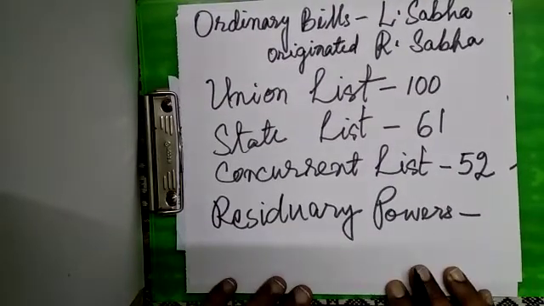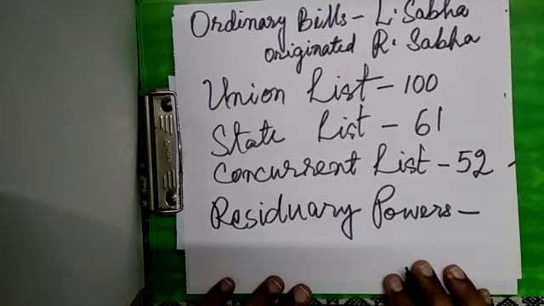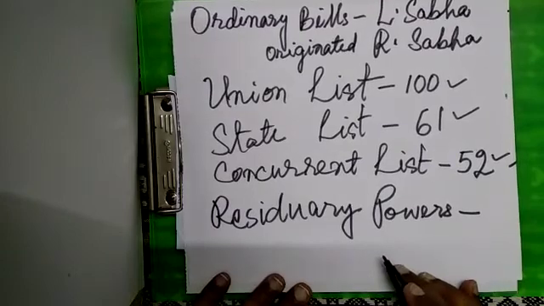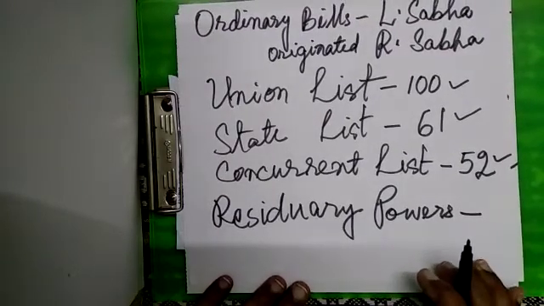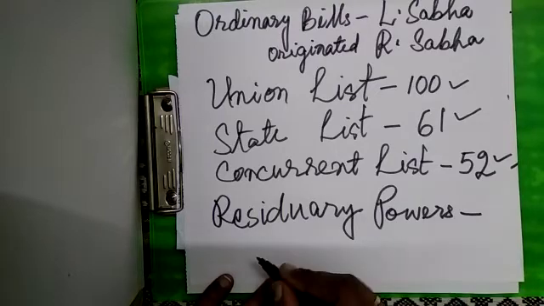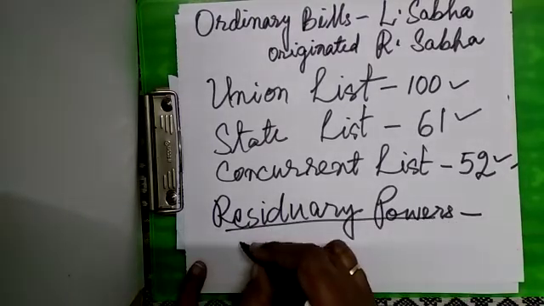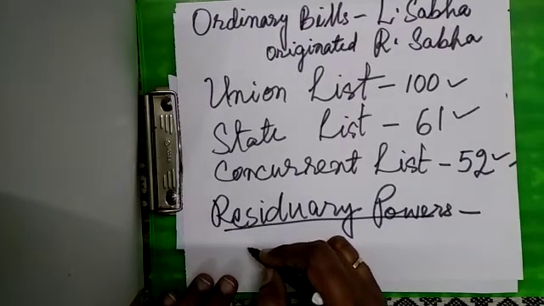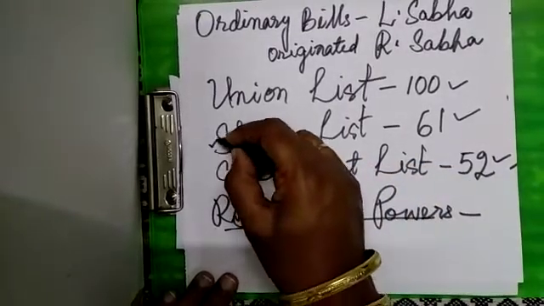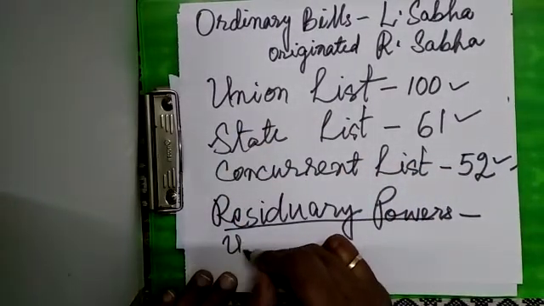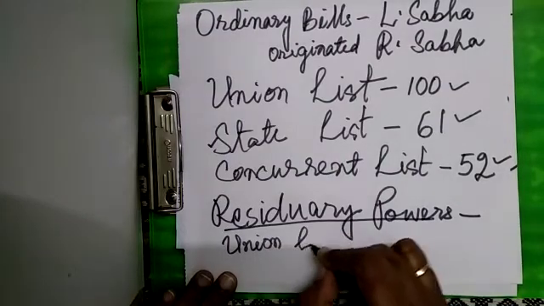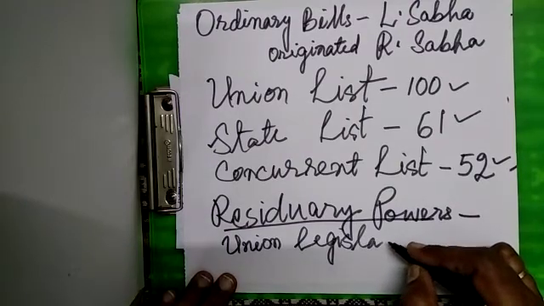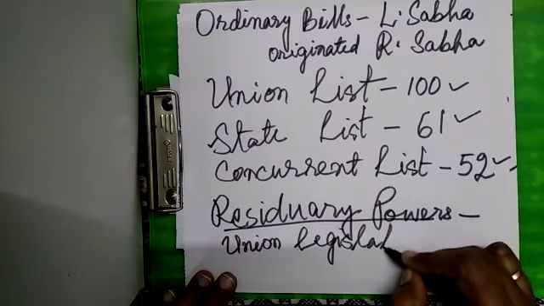What are residuary powers? The subjects which are not mentioned in any of the three lists but are new subjects are left to be dealt with by the union government in its union list. So residuary power is a special power given to the parliament, which cannot be legislated by any of the states under the state list. So the union legislature has power over the residuary subjects, or they have the residuary powers.